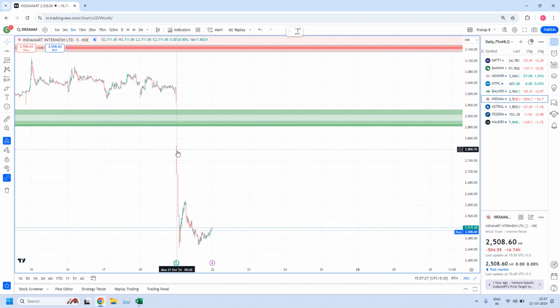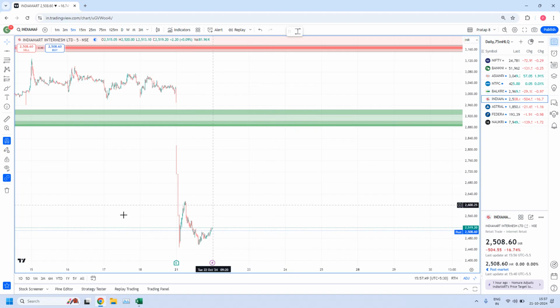But anyway, it opened with a gap down. We didn't get a chance to place our trade here. But otherwise, what would have happened? That's why the most important thing, a supply demand zone trader should focus on any important day, especially a results declaration day. You can't expect trades on those zones. The movement will be unexpected.